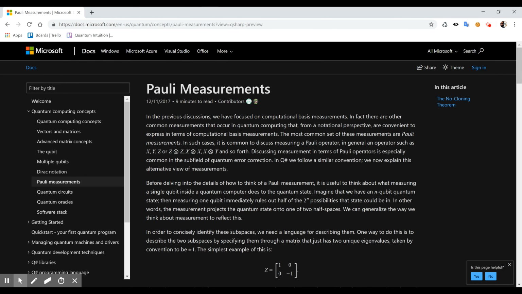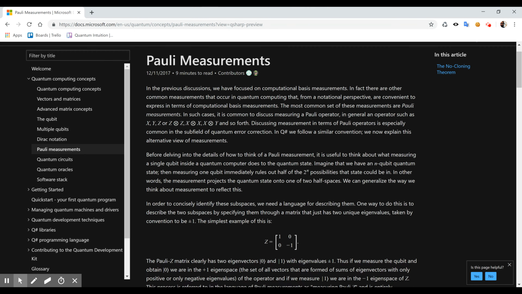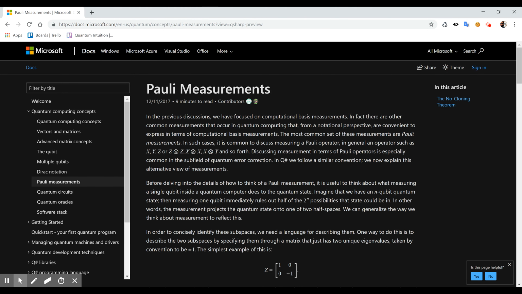Q#, now in dark mode. I just played with that. I don't know if it's better to read it this way. Anyway, Pauli measurements. That's what we're gonna do today in this video.